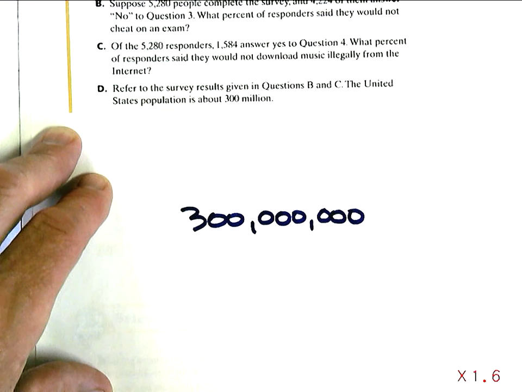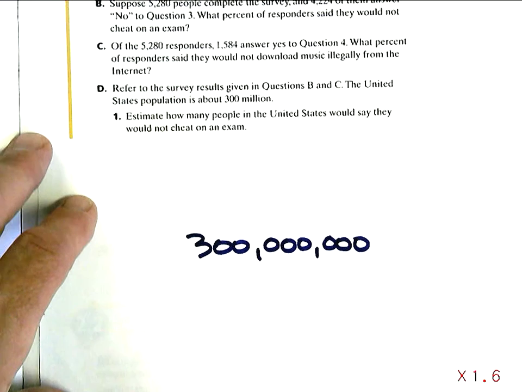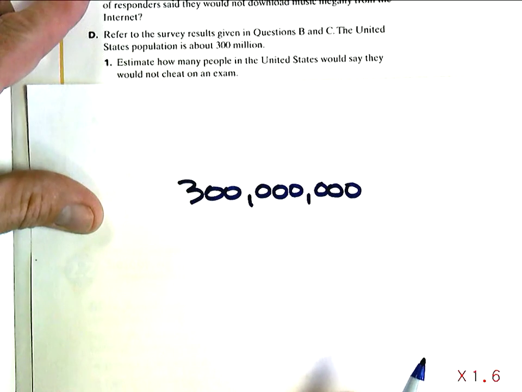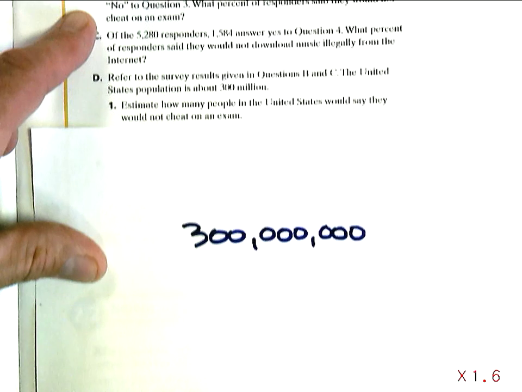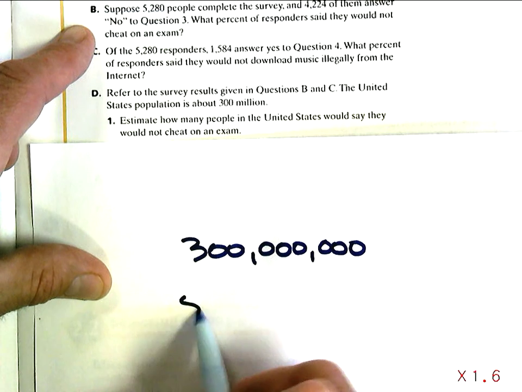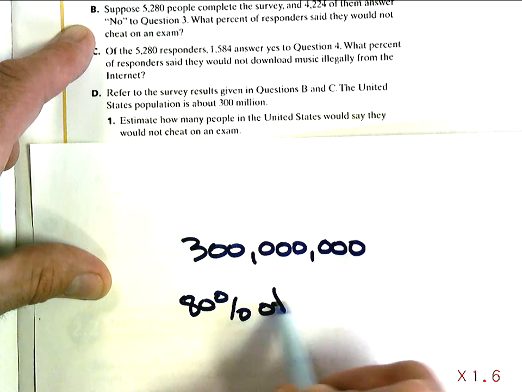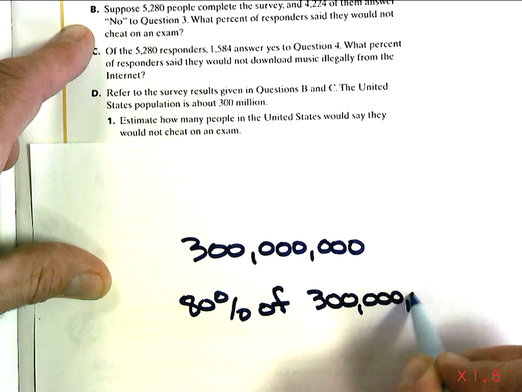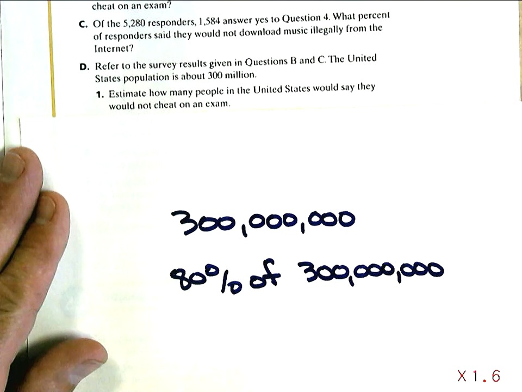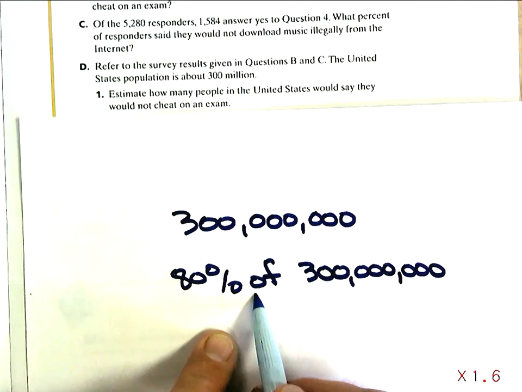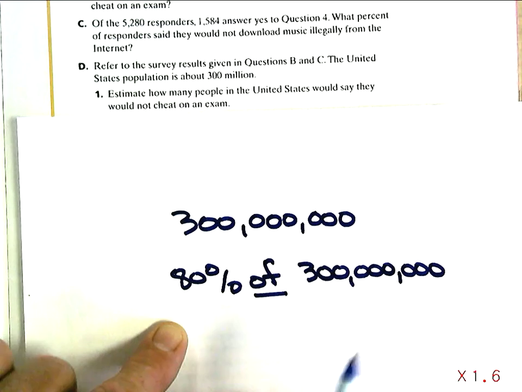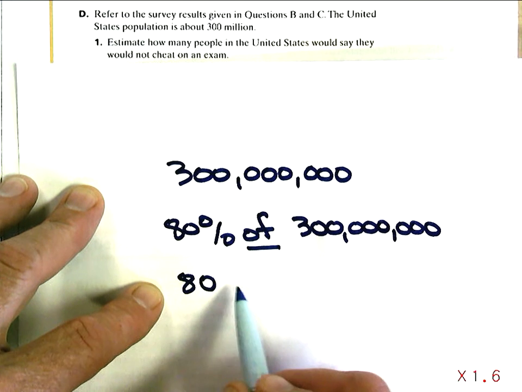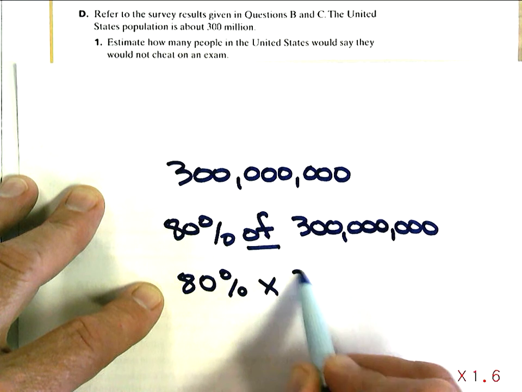And if we want to estimate how many people in the United States would say they would not cheat on an exam, we have to go back to our earlier question where we found that 80% said they would not. So now we want 80% of 300 million. So 80% of that. So whenever you have 80% or a percent of something, if you know your mathematical rules, that's 80% times 300 million.